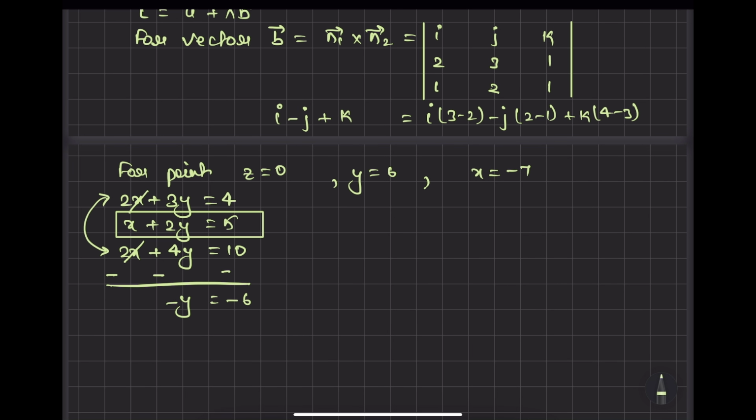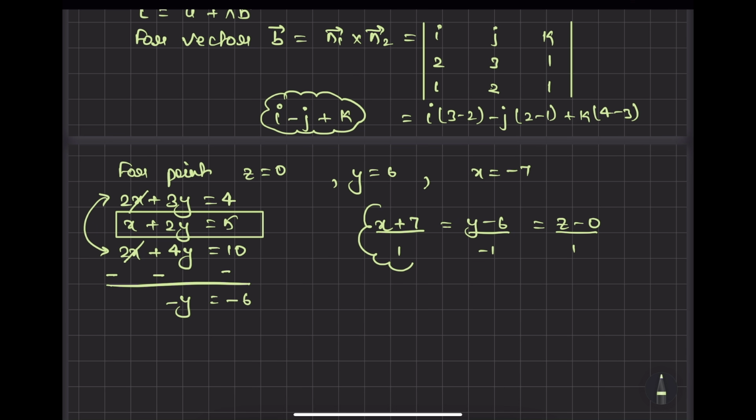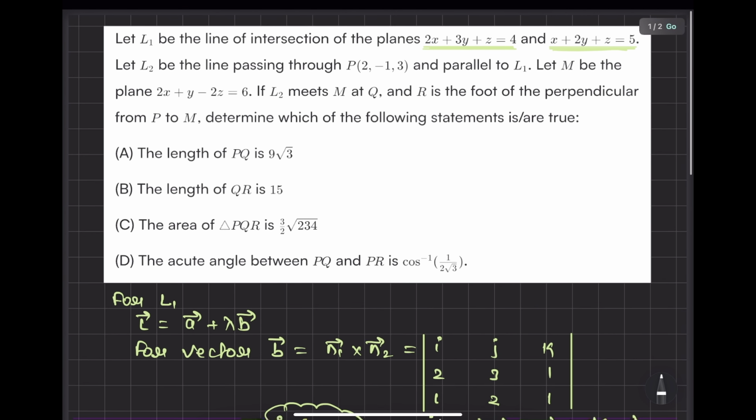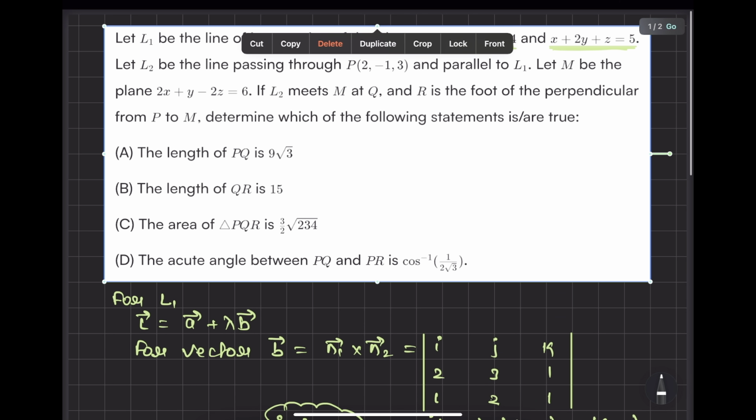So you got your equation of line. So how does your equation of line look like? x minus minus 7, x plus 7, equals y minus 6, equals z minus 0 upon this vector 1, minus 1, 1. So this is how we will find the line of intersection of two planes. This is your line 1. I hope this idea is clear.